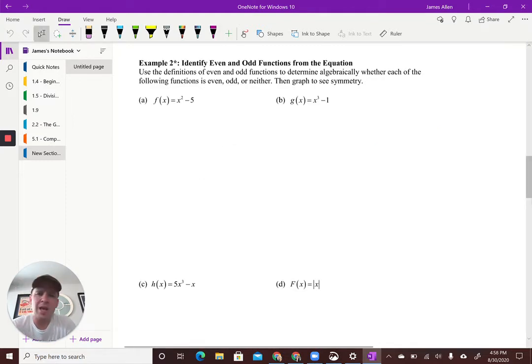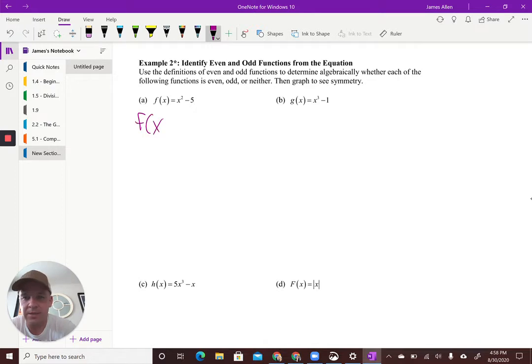So let's do some algebra. The algebraic approach here. We're going to use the definitions of even and odd functions to determine whether it's even, odd, or neither. Okay. So let's see here. We have f of x equals x squared minus 5. First I want to test to see if it's even. Meaning, does f of x equal f of negative x?